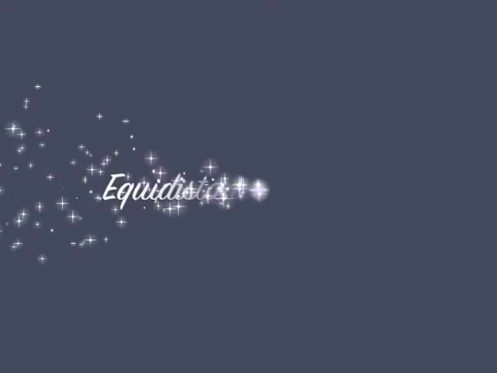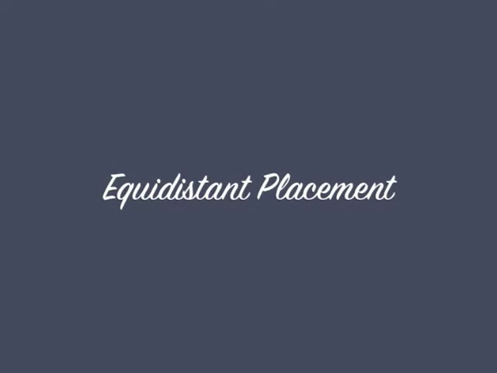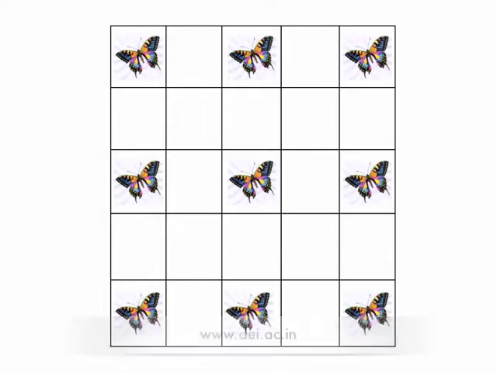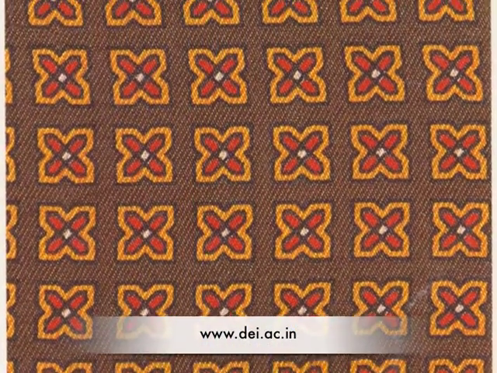The equidistant placement. When the motifs are placed at equal distance on vertical or horizontal sides, it is known as an equidistant placement.